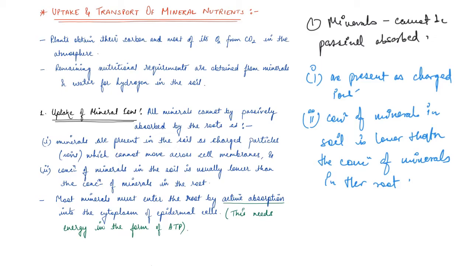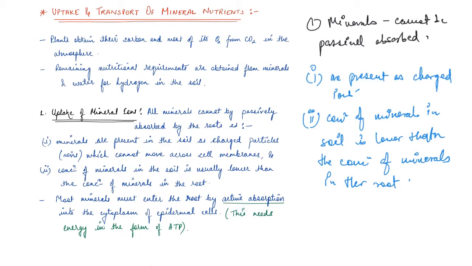Now what did we study in the very first video about any kind of active absorption? That it requires energy in the form of ATP. So basically, if the plant has to take up minerals, they'll have to use the ATP that they have, right? This active uptake of ions is partially responsible for the water potential gradient in roots as well. And that is why there is uptake of water by osmosis. Because of these ions, there is a water potential gradient present in the roots.